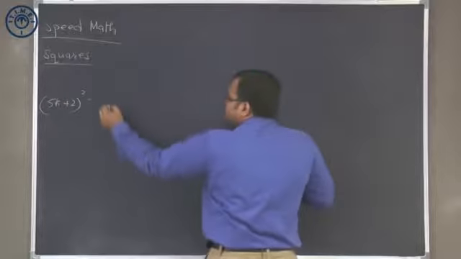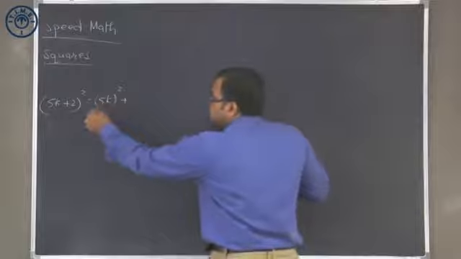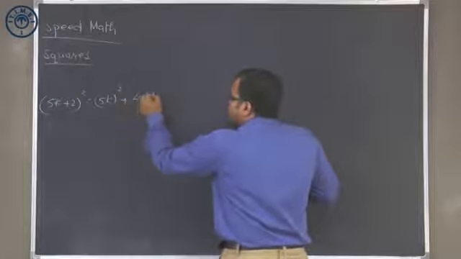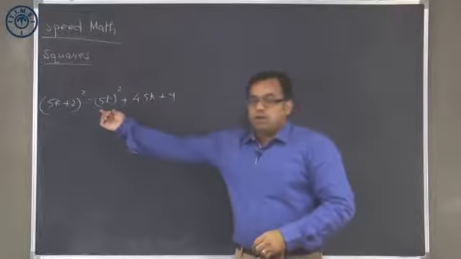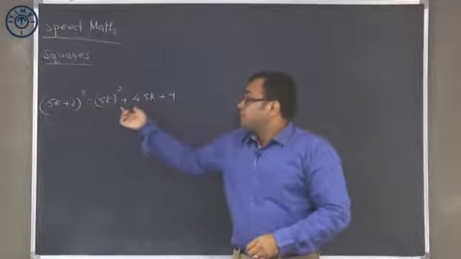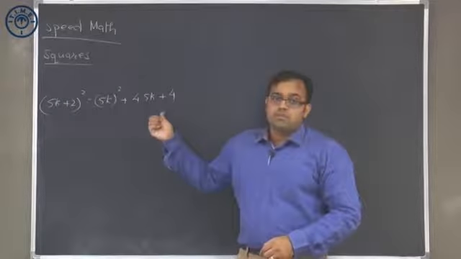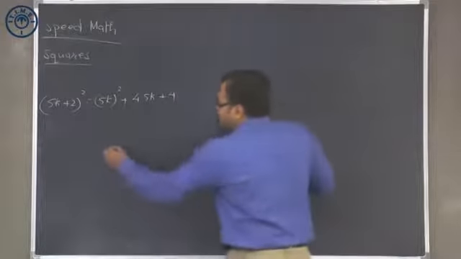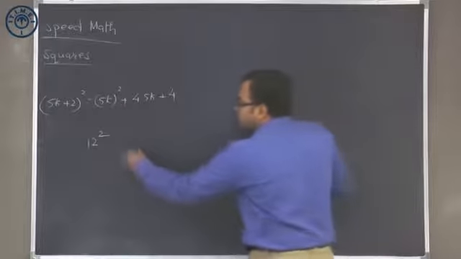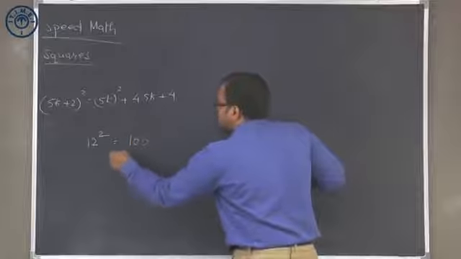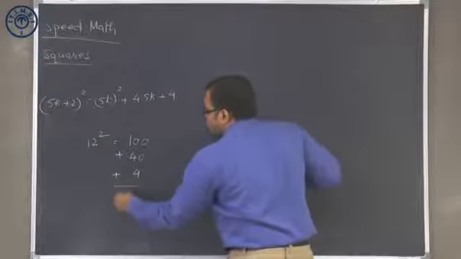If a number is of the form 5k plus 2, this will be equal to (5k) square plus 2ab, so 2 into 2, 4 into 5k, plus 4. So this time what we'll have to do is we look at the square of the number which is 5k, plus 4 times of that number, plus 4. Let me illustrate with an example. Let us say I have to calculate the square of 12. For calculating the square of 12, what I will do is 10 square is 100, plus 10 into 4 is 40, plus 4, 144.